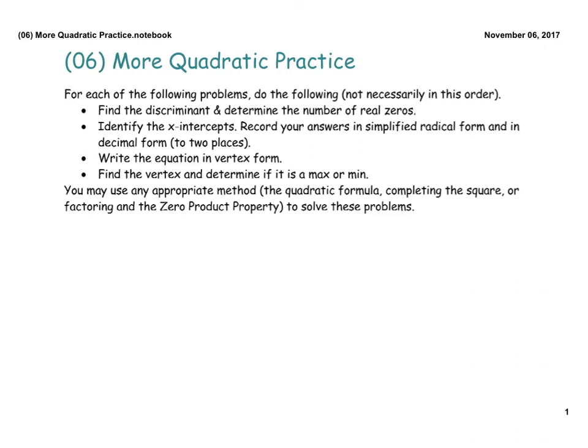Today's lesson is going to focus on working with quadratics. We're going to start with the discriminant and determining the number of real zeros. Also, we're going to try to determine the nature of those zeros, whether they're going to be nice, whether they're going to be radical, whether they're going to be rational. And that's going to help us with our method.